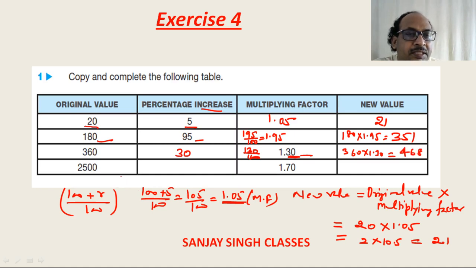And it is giving us 468 after multiplication. Similarly, 2500, 1.70, it is 170 by 100. It means 100 plus 70, so a 70% increase has taken place. The new value will be 2500 into 1.70, and it is giving us 4250 as the new value.